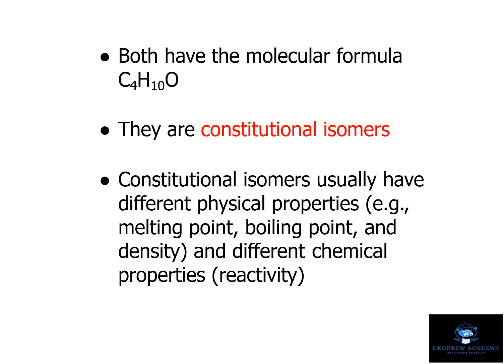These two compounds, 1-butanol and diethyl ether, are constitutional isomers. They have the same molecular formula but different connectivity of atoms. And because the connectivity differs, their physical properties differ dramatically: different boiling points, melting points, and densities. Their chemical reactivities also differ.